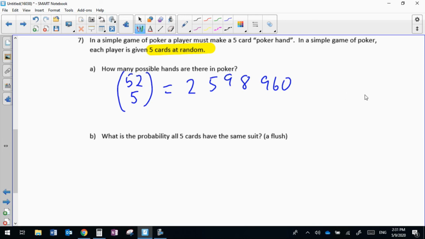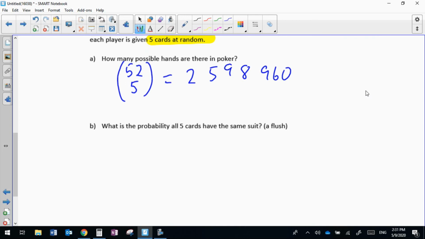Now, what's the probability that all 5 cards have the same suit? That's called a flush. All hearts, all diamonds, or so on. This is probably one of the more difficult questions in this lesson.